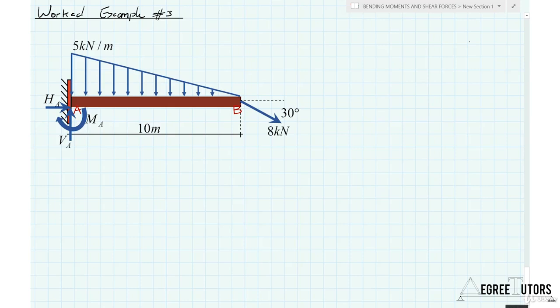Now again, let's do our housekeeping. We can recognize that we have a potential horizontal reaction, a potential vertical reaction, and because this is a built-in support, we have a potential moment reaction. So we've got 3 reactions, 3 equations of equilibrium, and so we'll be able to tackle this structure.